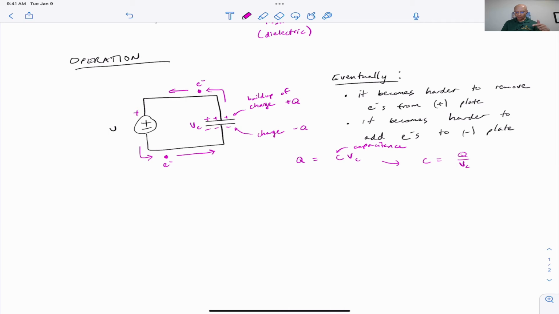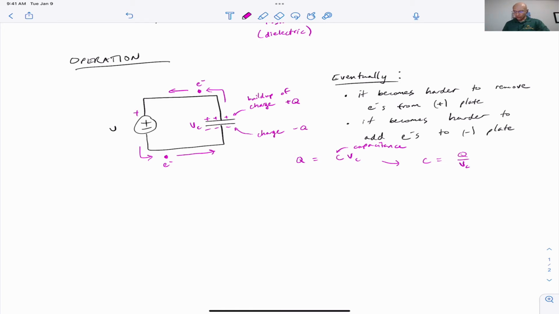The other thing I want to point out is that a current actually can flow in this circuit before we get to the point that there's no more charge that we can add to the capacitor on the bottom plate or remove from the top plate. Before we get to that point, I have an electron flowing to the negative plate and another one coming off the positive plate. So if you're the voltage source, you have no idea that electrons aren't moving in the circuit across the capacitor. You just see the flow of electrons coming into your positive terminal, leaving your negative terminal.